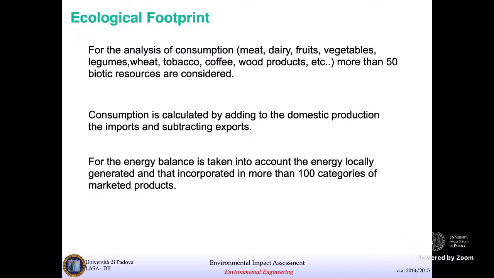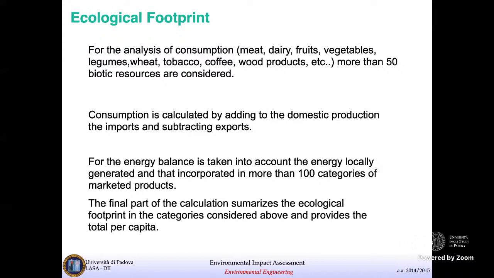And for the energy balance, it takes into account the energy locally generated and that incorporated in more than 100 categories of marketed products. The final part of the calculation summarizes the ecological footprint in the categories considered above and provides the total per capita.